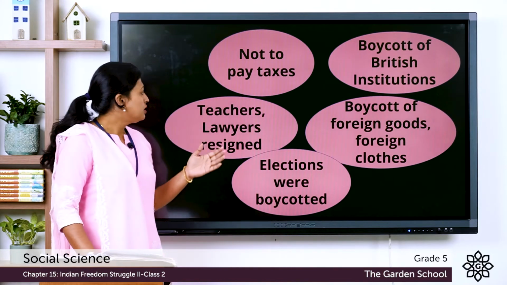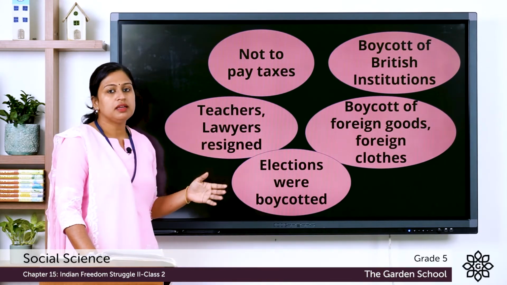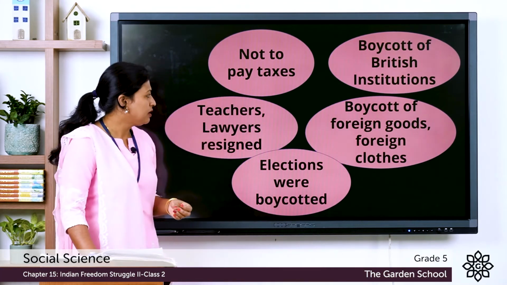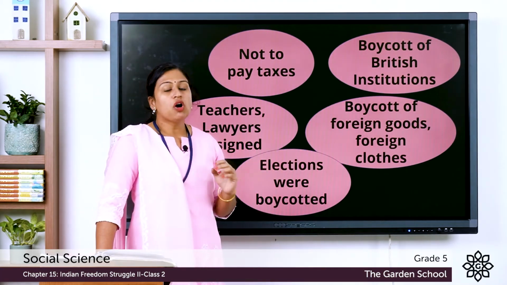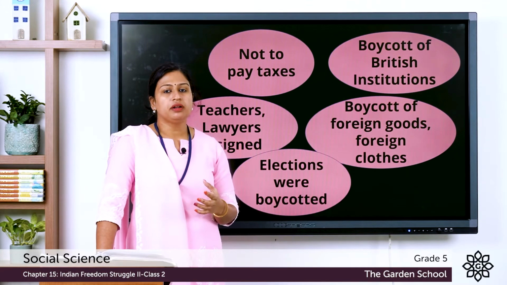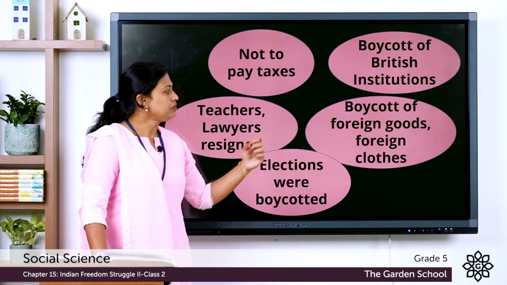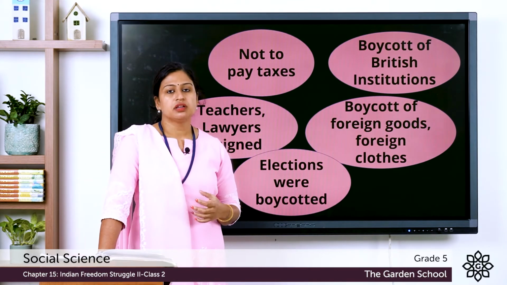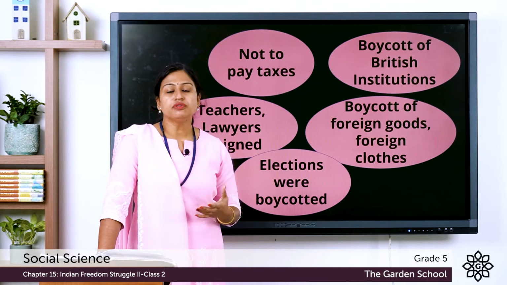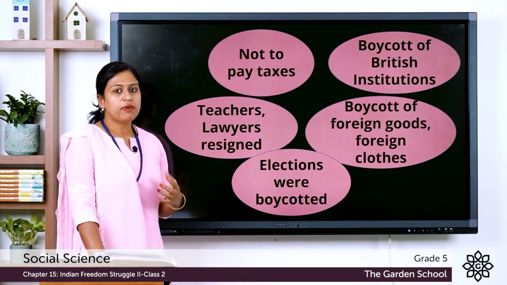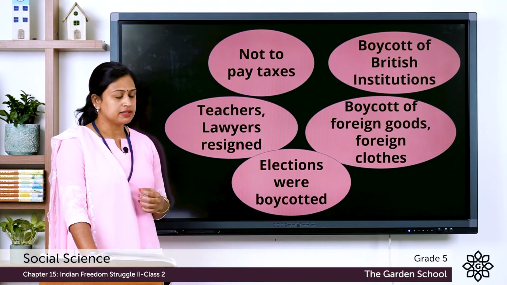Even the teachers and lawyers started to resign from various institutions and offices. Next, the common people also supported Mahatma Gandhi and his non-cooperation movement by boycotting foreign goods. Boycotting means refusing to use the foreign goods, and foreign clothes were burnt in huge bonfires.